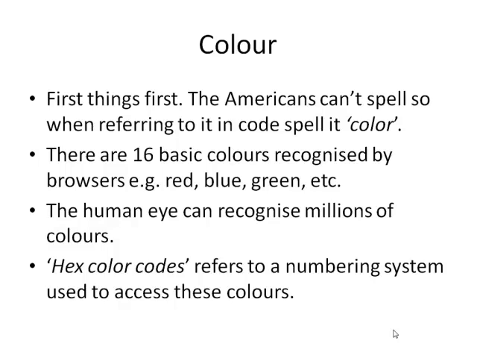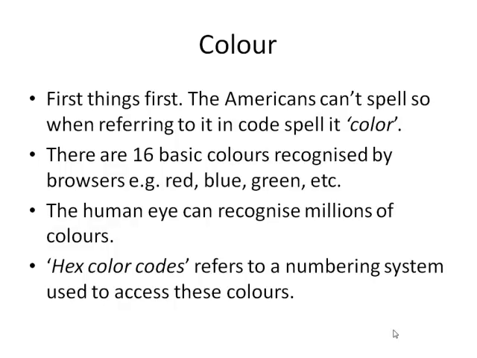Color. The web is obviously a visual media, and inside visual media, color is very, very important. The first note is that when we talk about color in HTML code, we need to make sure that we spell it incorrectly. So there's no U in it when we spell it. Browsers are obviously things like Internet Explorer and Firefox. Browsers recognize 16 basic colors. That's your standard type of colors.